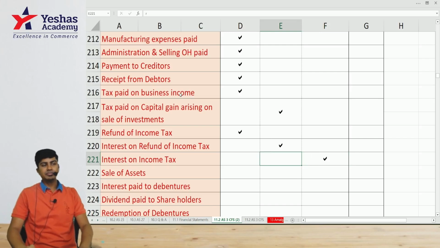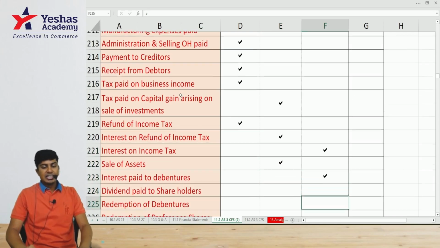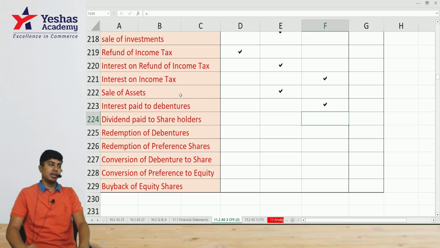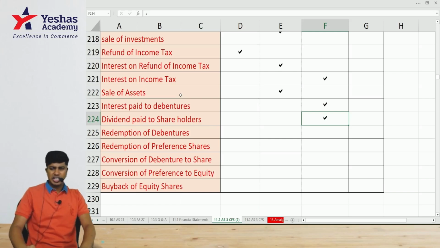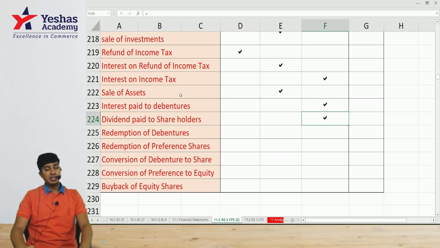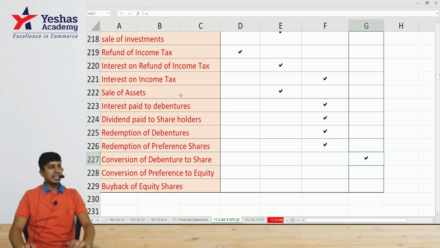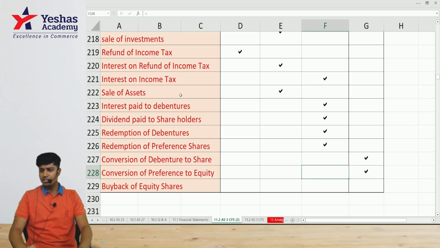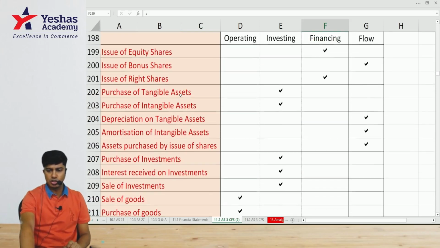Sale of assets. Investing. Interest paid on debentures. Financing. Dividend paid to shareholders, doesn't matter whether preference shares or equity shares. Redemption of debentures. Financing. Redemption of preference shares. Conversion of debentures to shares is not a cash flow. They had debentures, now you take their debentures and give them shares. How about conversion of preference shares to equity shares? Not a cash flow. What about buyback of equity shares? Financing. Understood? Have a look at this, read it, also write if you have not written.